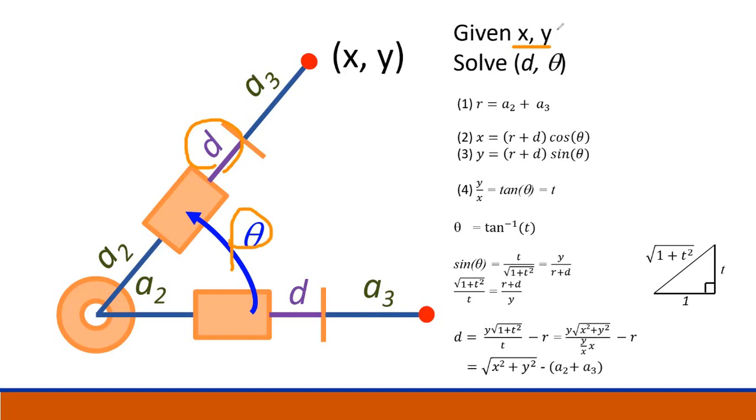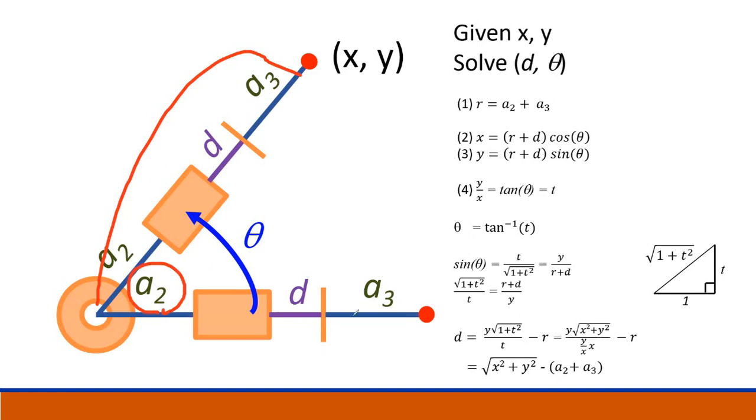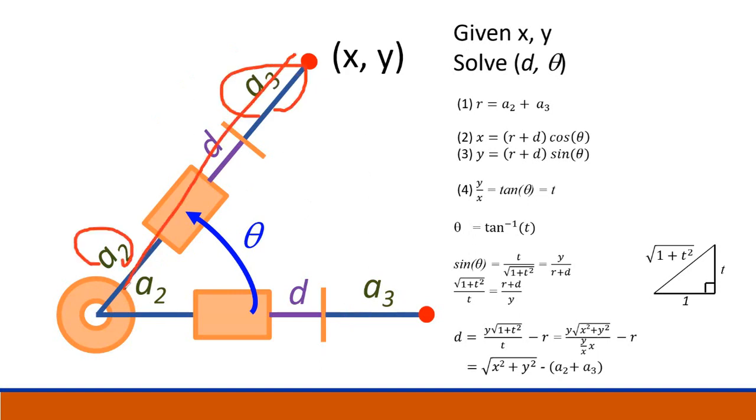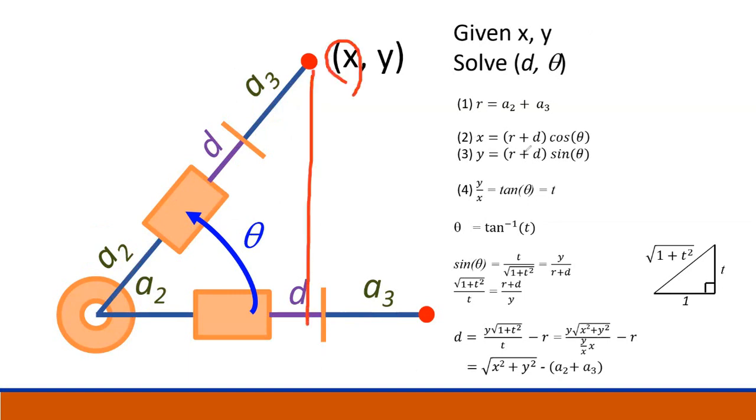Okay, let's look at it. So the total robot arm length from here to here will be A2 plus A3. Let's assume that that's R, a value of R. So this is R. R plus D is the total length here. So R plus D times cosine theta, that is your X. R plus D times sine theta, that's this Y portion. Okay. So you set up the equation. You have X and Y. So your Y over X is tangent theta.